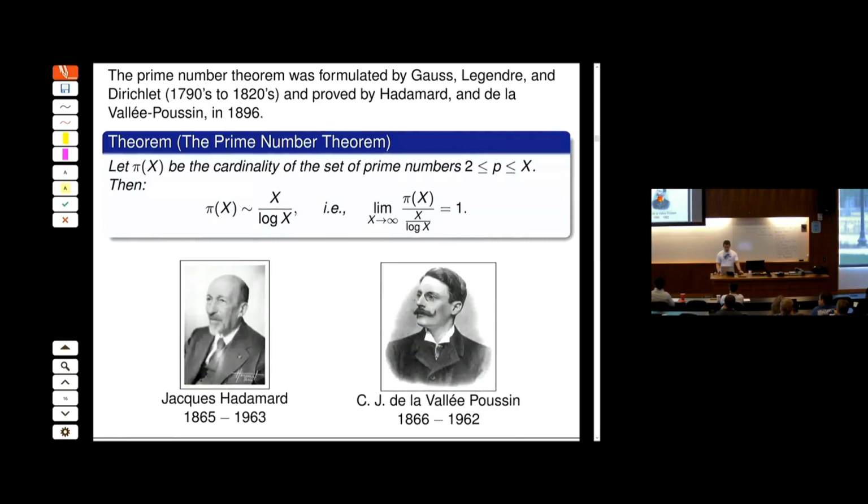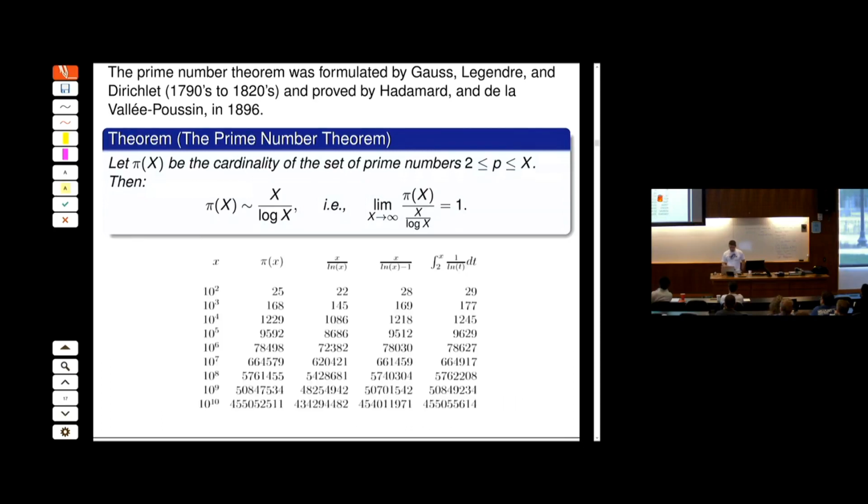Those are Hadamard and Vallée-Poussin, who were the two mathematicians who simultaneously proved the prime number theorem. Their lives are about one year off from each other, and they proved this big theorem the same year, in 1896.